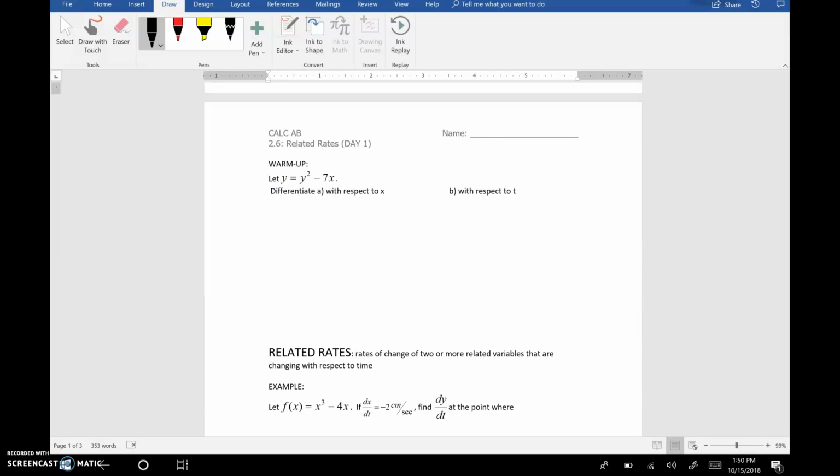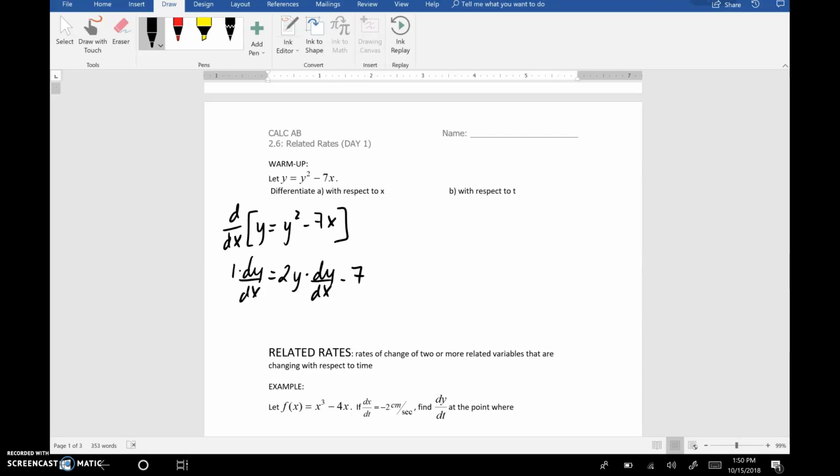All right, so I'm just going to do the first couple with you. So given the function y equals y squared minus 7x, if I want to differentiate with respect to x, so I'm going to differentiate with respect to x, my given. So any variable that isn't x, I need that implicit step. So the derivative of y is 1 times dy dx. And then the derivative of y squared is 2y times dy dx. The derivative of negative 7x would just be negative 7.